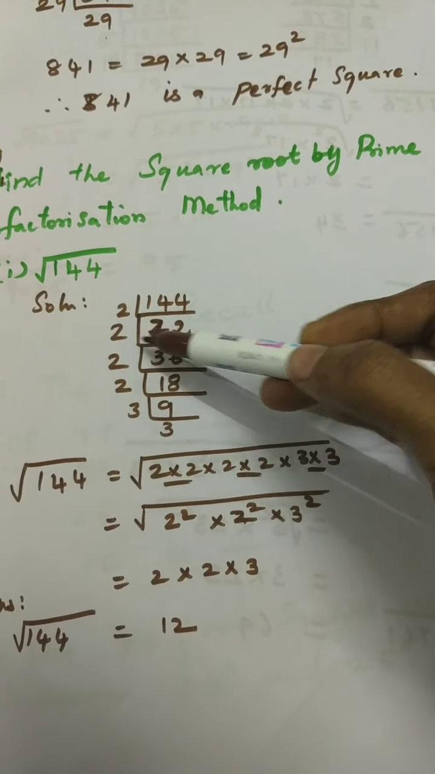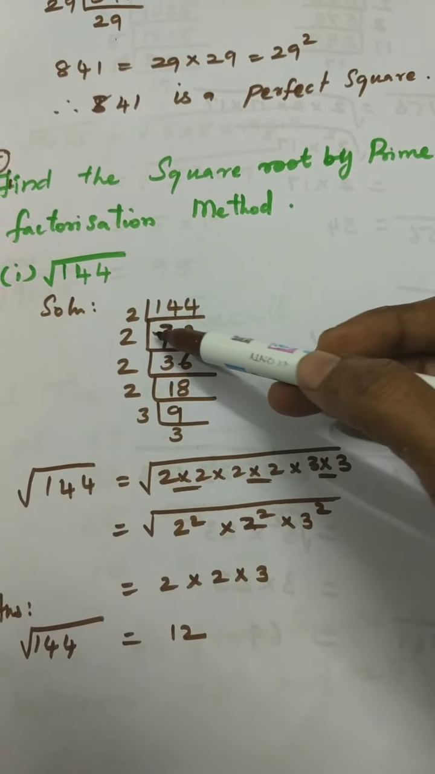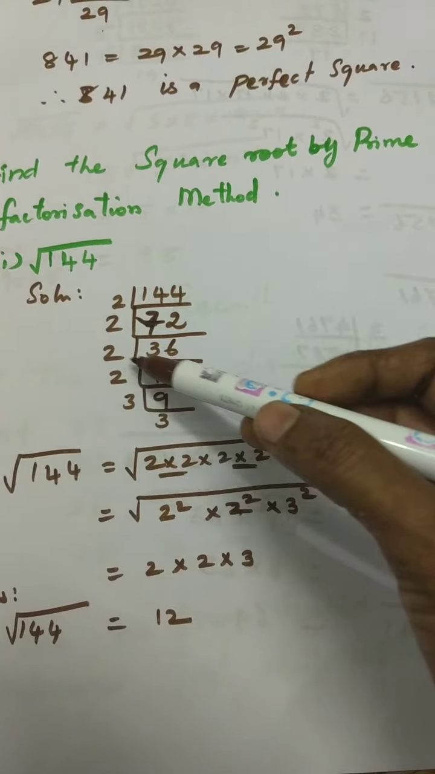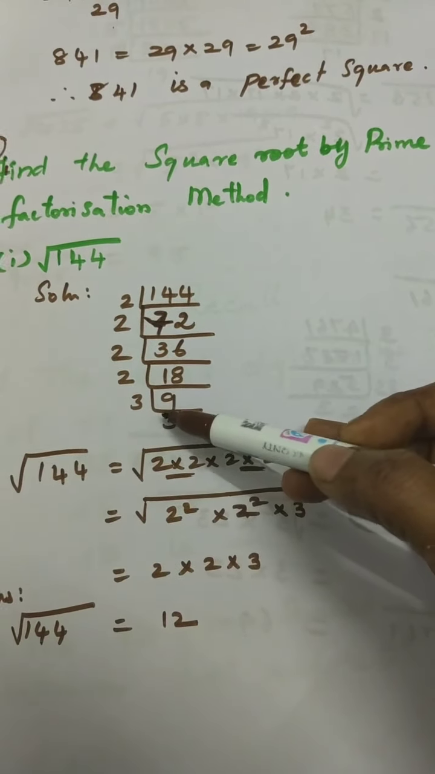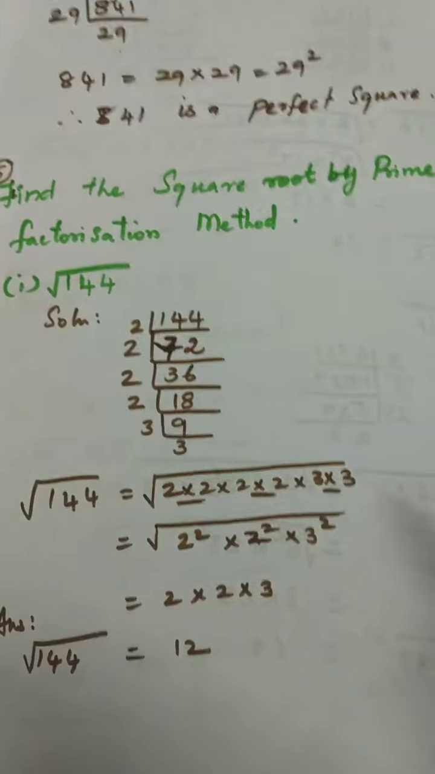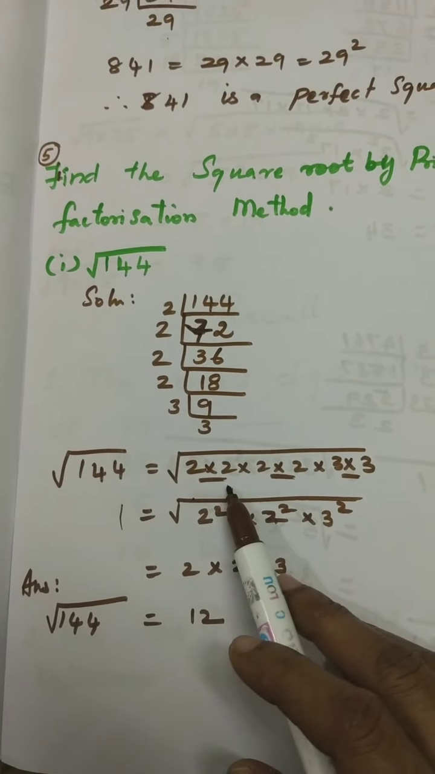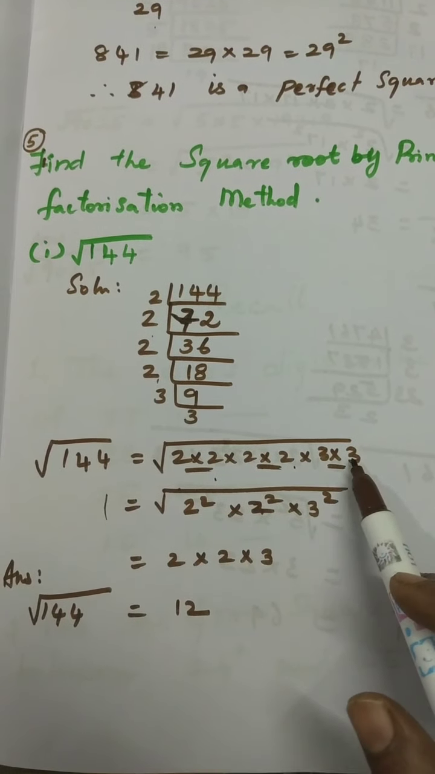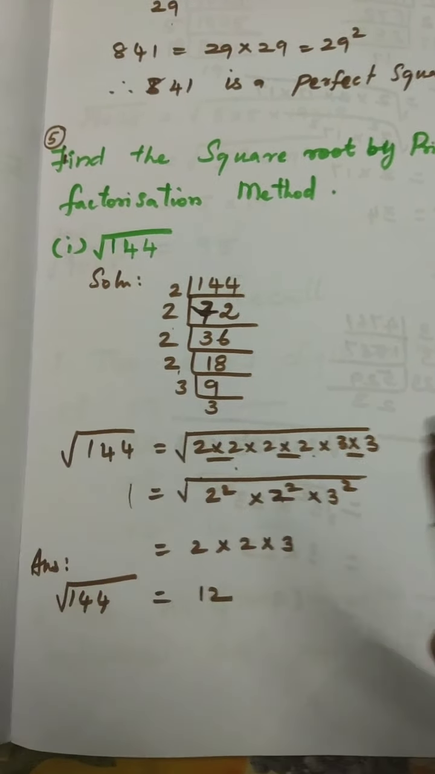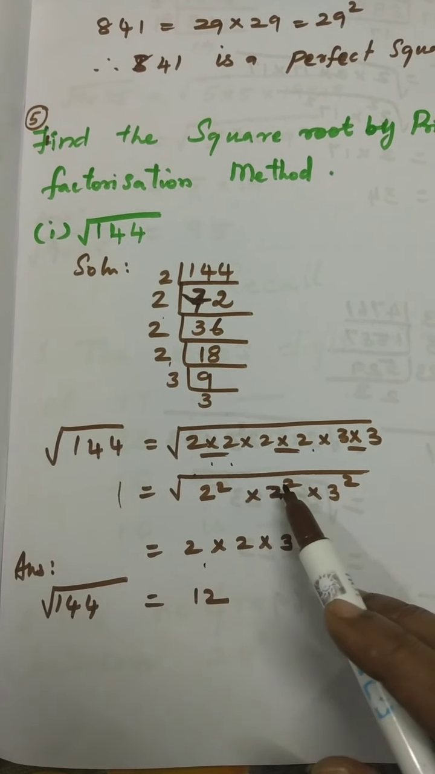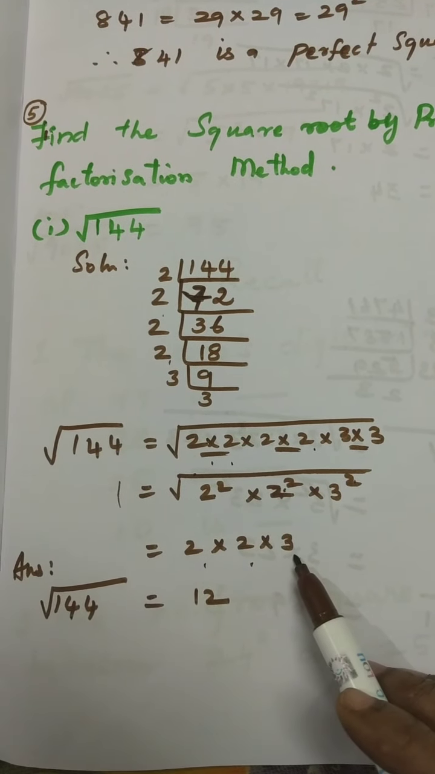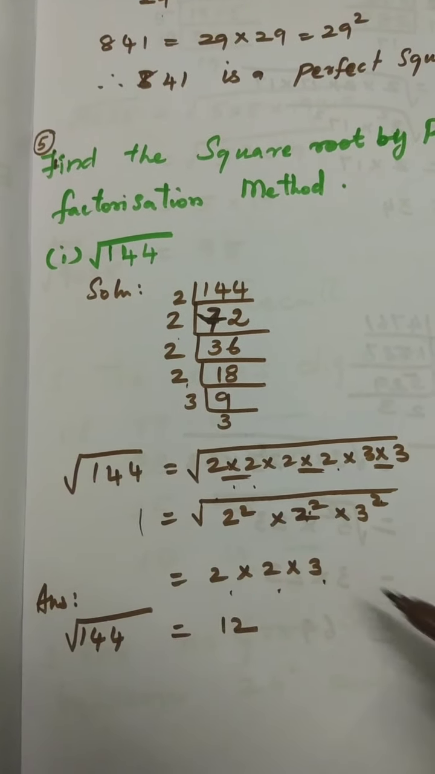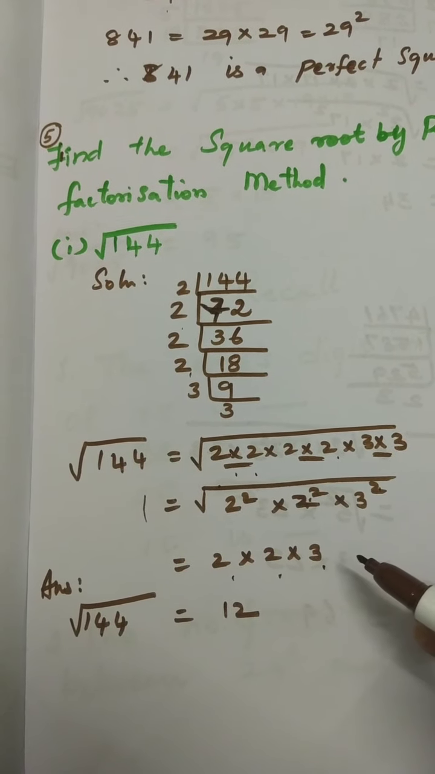Okay. Now again divide this 72 by 2 table, and that is 36. Then divide by 2, that is 18. Then divide by 2, 9. Then 3 table, 3 table. Now you write 2 into 2, then 2 into 2, 4 2s are here, and 3 into 3. Here 2 square, 3 square. So you can take 1 2 outside, then 1 2 outside, then 1 3 outside. Then square root of 144 is 12. Yes, 2 into 2 is 4, 4 into 3 is 12.